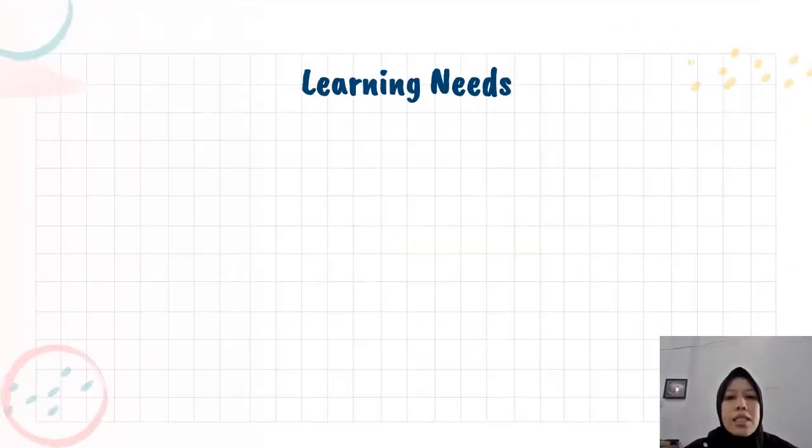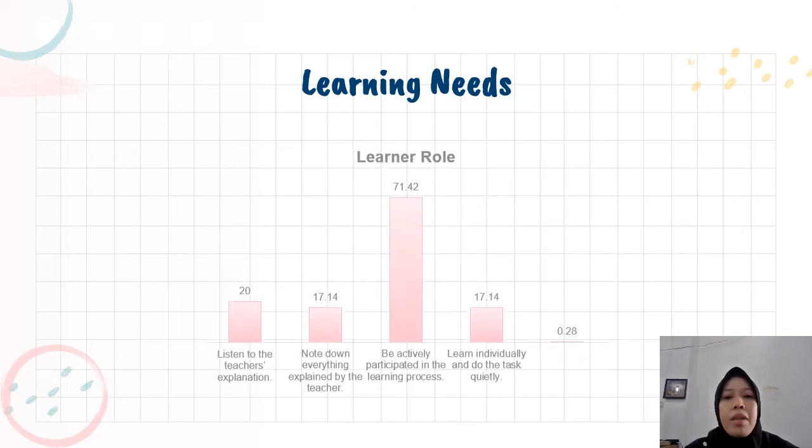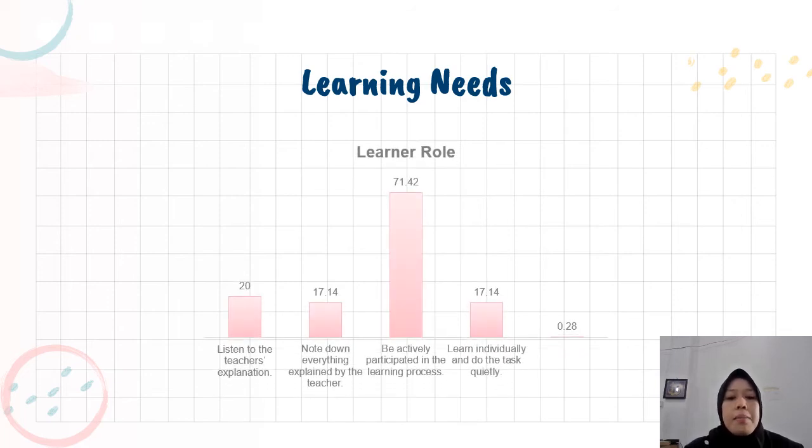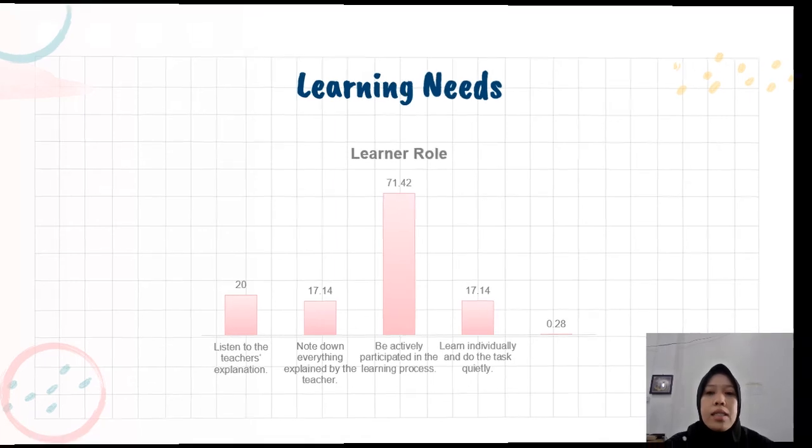Next learning needs is learner roles. Based on this data, 71.42% of students expected to actively participate in the learning process. So this data would be a good suggestion for teachers when doing the teaching and learning process in the classroom.